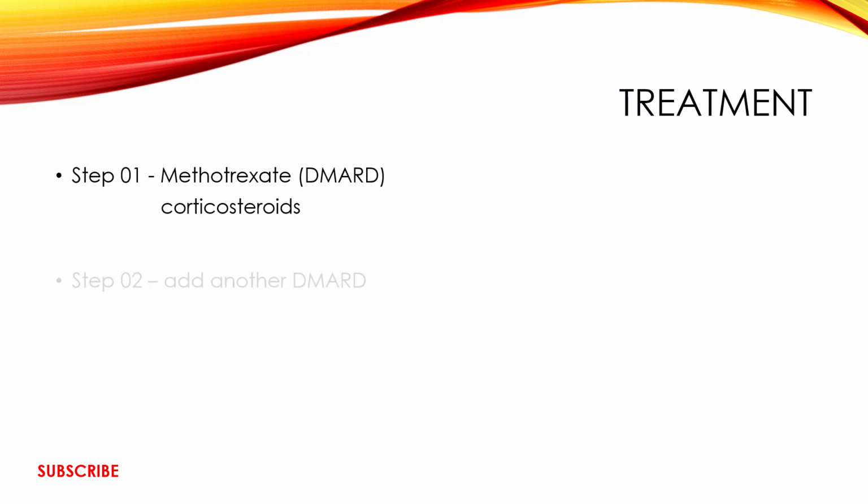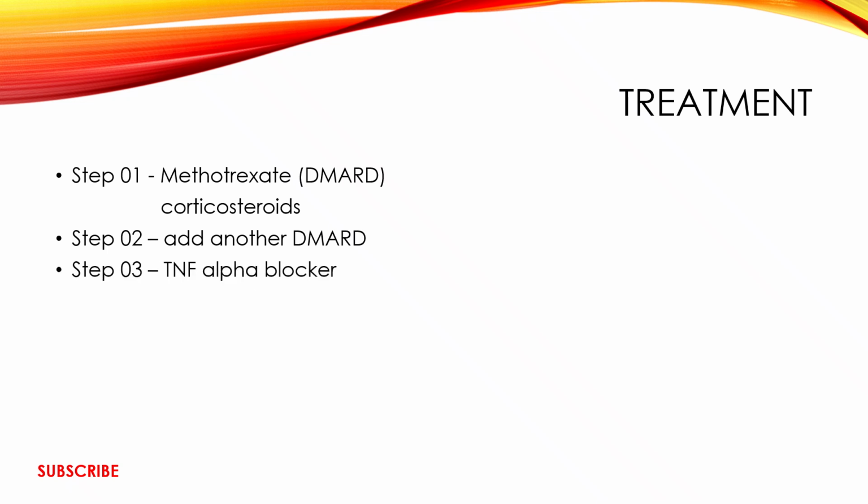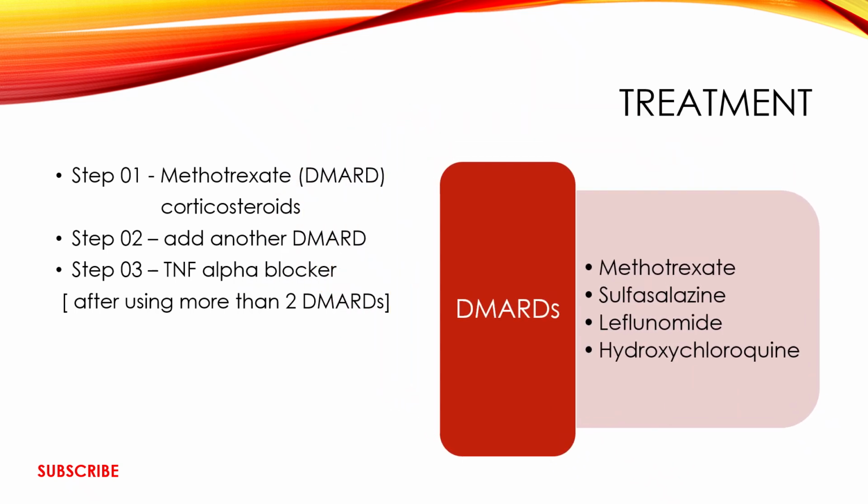So let's talk about the treatment of rheumatoid arthritis. We treat the disease step by step. In the first step, we give methotrexate and corticosteroid. In the second step, we add a DMARD if the first step drugs are not giving relief from the pain and suffering. And in the third step, we give a TNF alpha blocker after using more than 2 DMARDs. This is very important. These are the DMARDs: methotrexate, sulfasalazine, leflunomide, and hydroxychloroquine. These are commonly used DMARDs in rheumatoid arthritis.